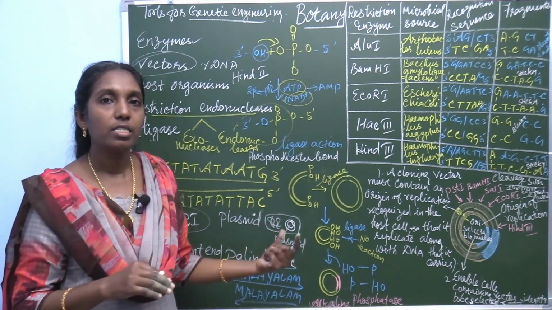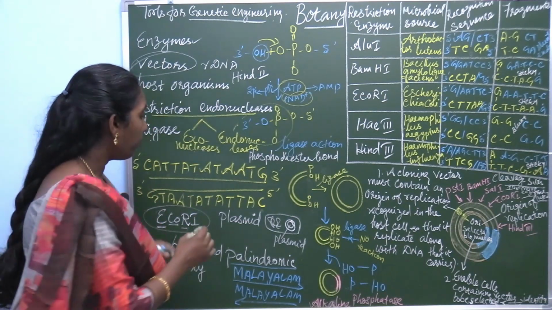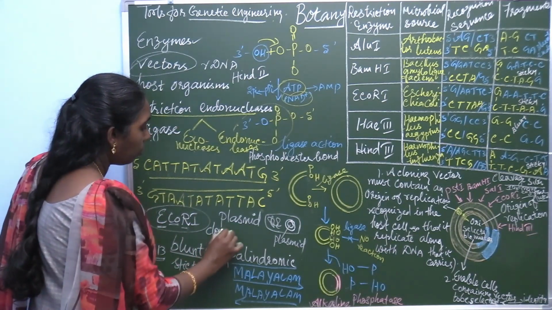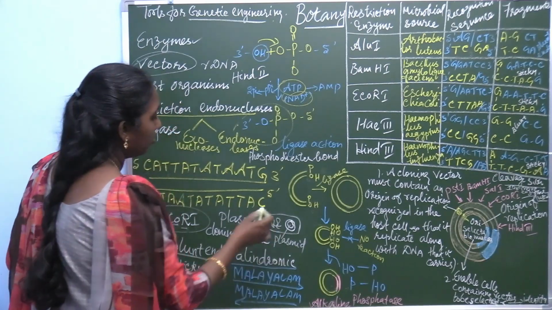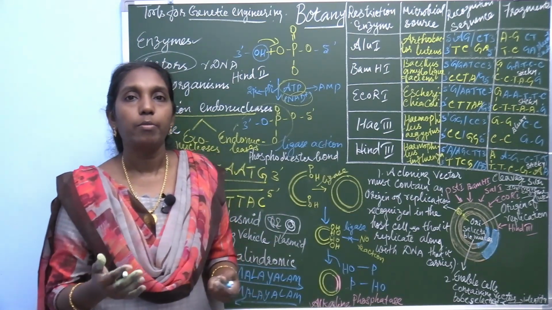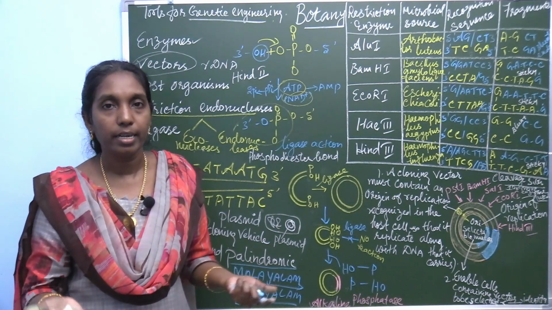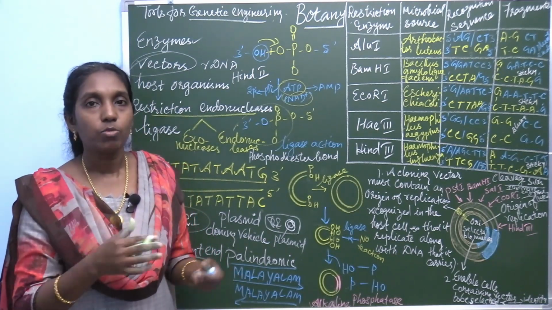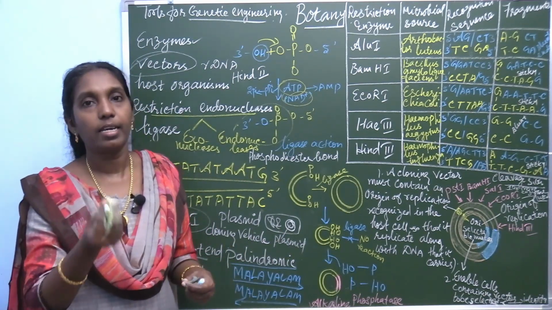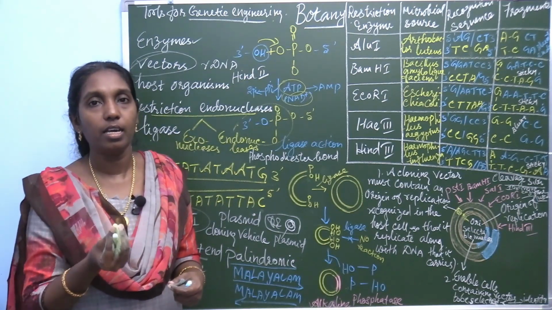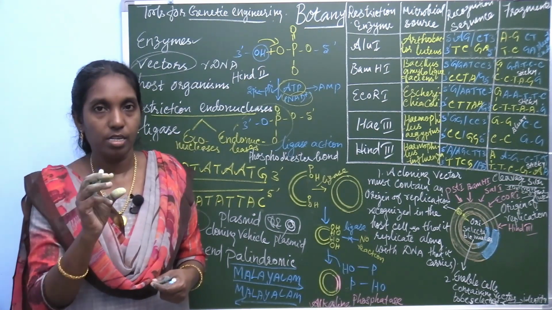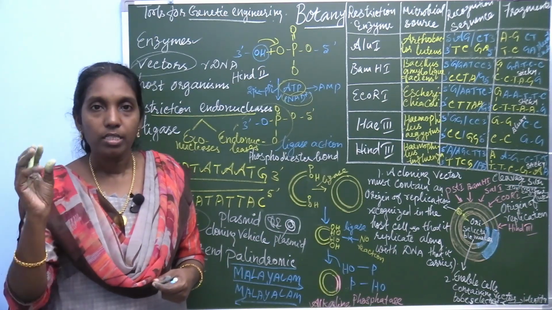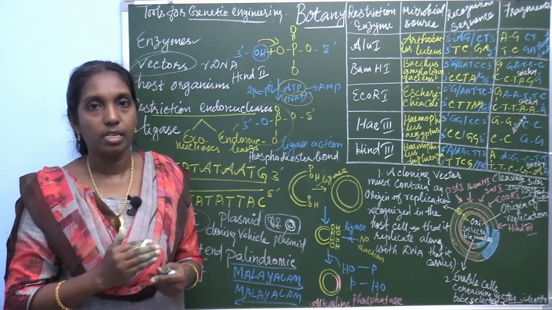So these vectors are otherwise called cloning vehicles. Vectors are named as cloning vehicles. So DNA fragments, what's the function of this? It can carry the DNA fragment that is selected, that is the desired gene, which is isolated from a particular DNA sequence.